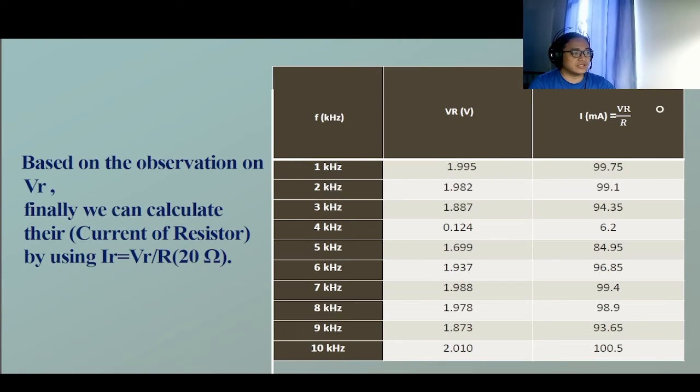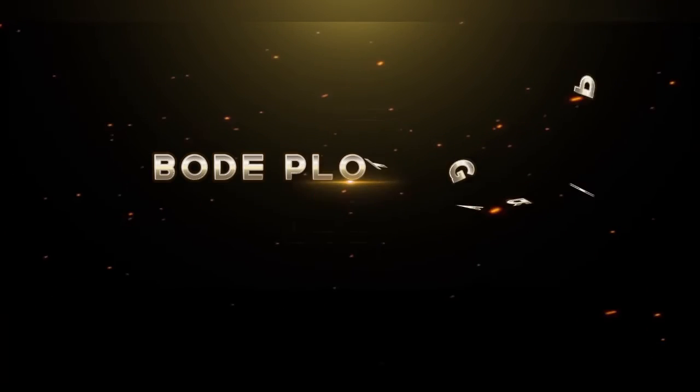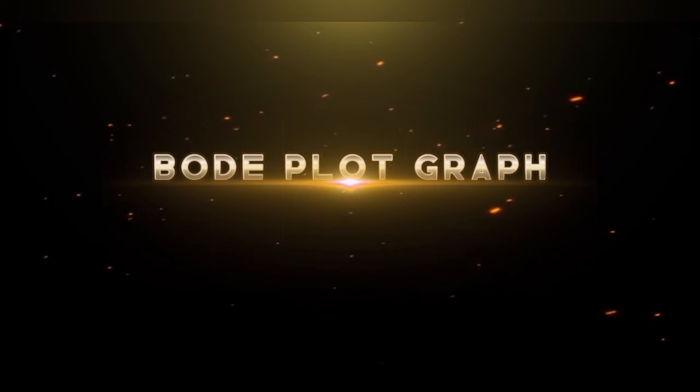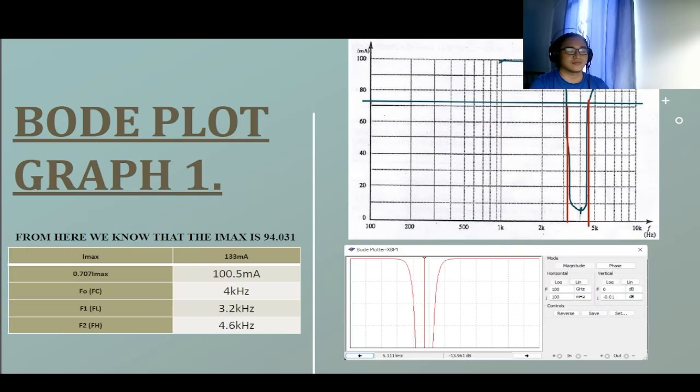Based on the observation on VR, finally we can calculate the current of the resistor by using IR equal to VR per R, which is 20 ohm. This is the Bode plot graph 1. From here we know that the IMAX is 94.031.